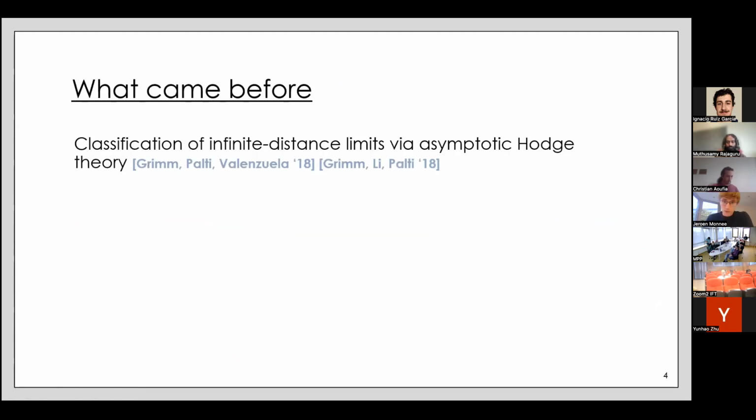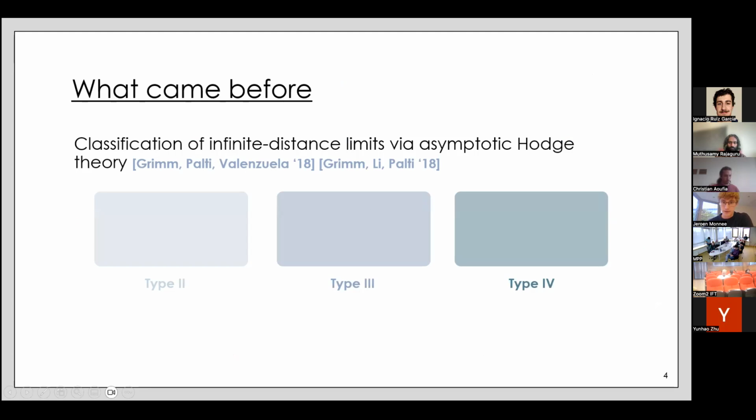So before I tell you what we did, let me tell you a bit about what came before. There is now a well-known classification of these infinite distance limits using asymptotic Hodge theory, as was pioneered in these works. And this roughly separates the kinds of limits into three types, type 2, type 3, and type 4. And I exclude type 1 because it is always finite distance.